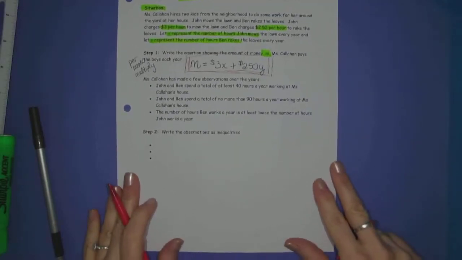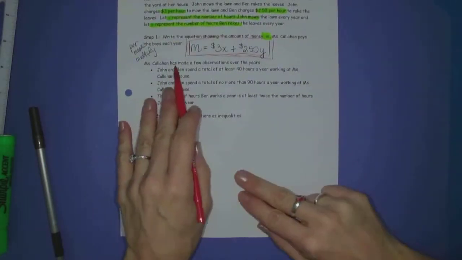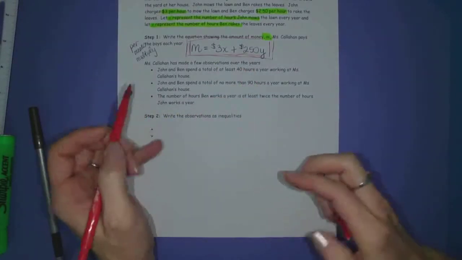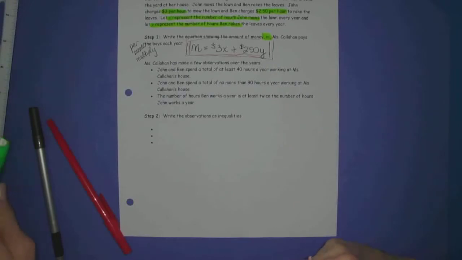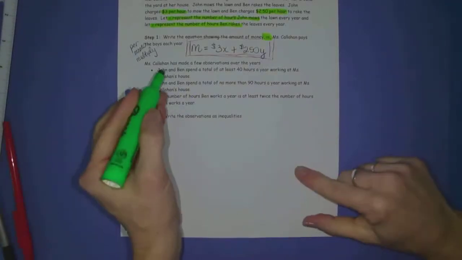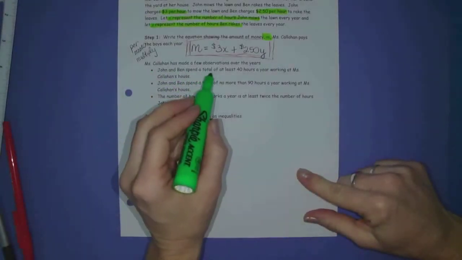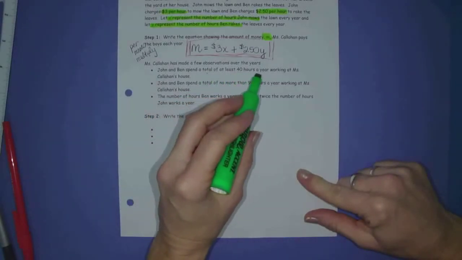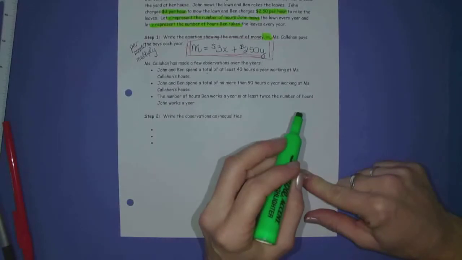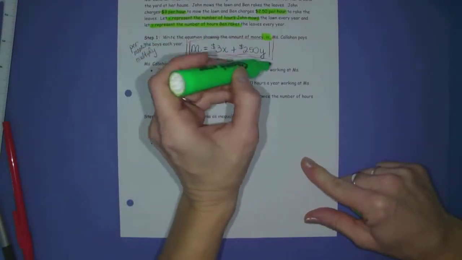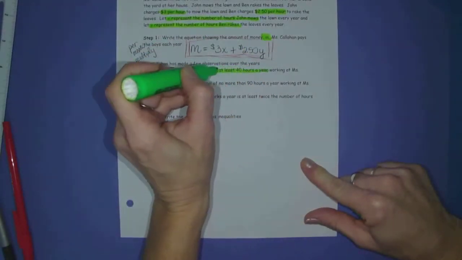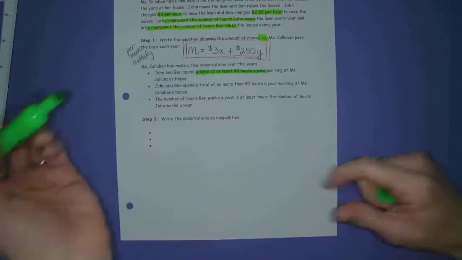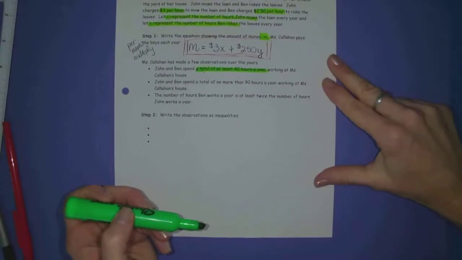Next it says, Ms. Callahan has made a few observations over the years, and there are 3 observations. So let's read these and possibly highlight as well. John and Ben spend a total of at least 40 hours a year working at Ms. Callahan's house. I'm going to highlight total of 40 hours a year. So together, the 2 of them work at least 40 hours a year.